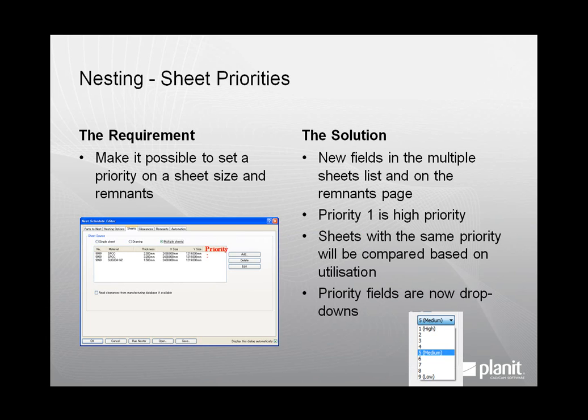Another Radan 2012 R1 nesting enhancement is the option to set sheet priorities. So if you want a specific sheet size to be used first in the nesting process, the nesting priority can be increased so that any sheet sizes with lower priorities will be used in subsequent nest calculations. To illustrate how this is done with Radan, I'll continue with the nest project we're using previously.